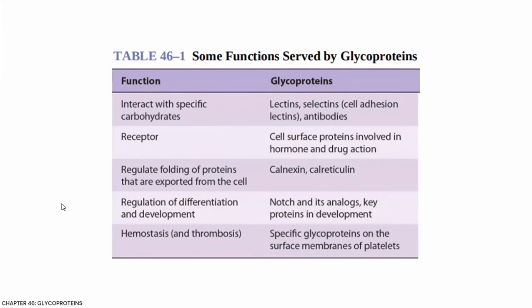The regulation of differentiation and development. Notch and its analogs, and development. And then hemostasis and thrombosis. Specific glycoproteins on the surface membranes of platelets are needed for hemostasis or blood clotting. Okay? So that's the function of your glycoproteins.